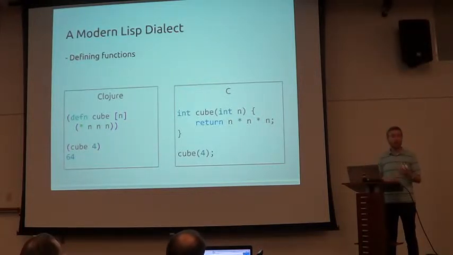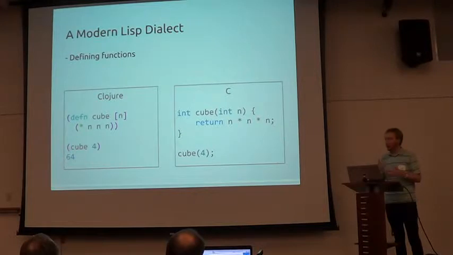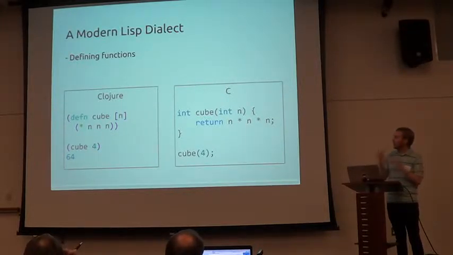That's because Clojure is dynamically typed, which means we don't specify types, and we don't really even have them. So in this case, the Clojure code will run for anything that can be multiplied, right? If you have a double or a float, anything that supports the multiplication operator, you can pass that in and this cube function will work with that.